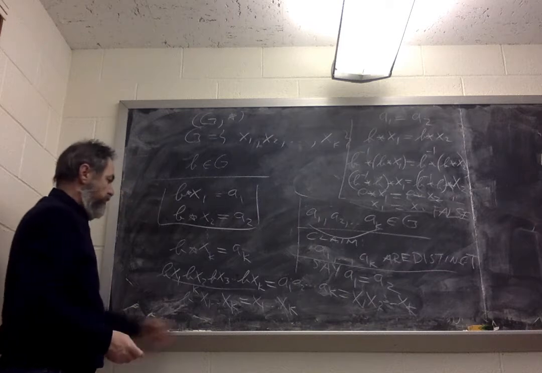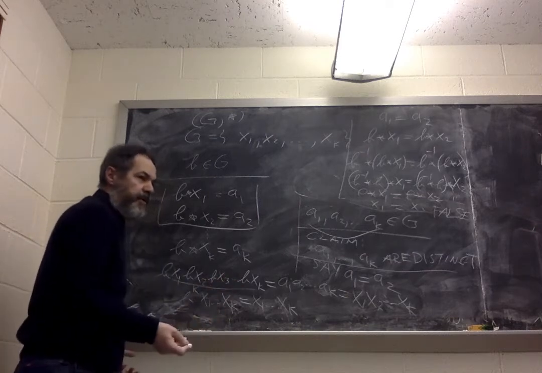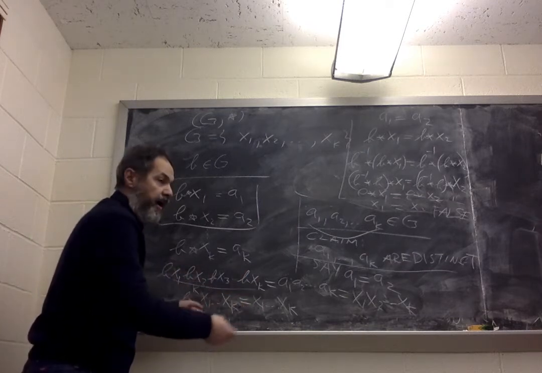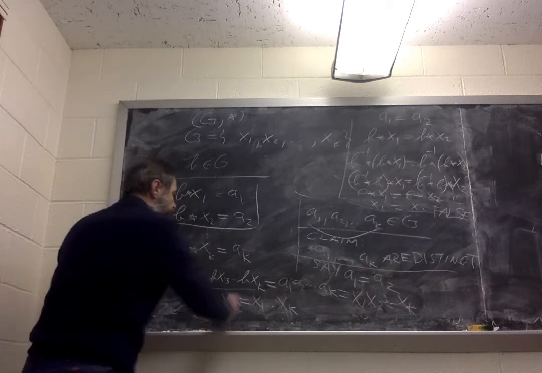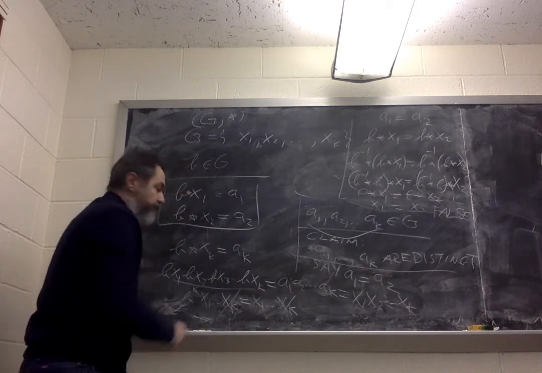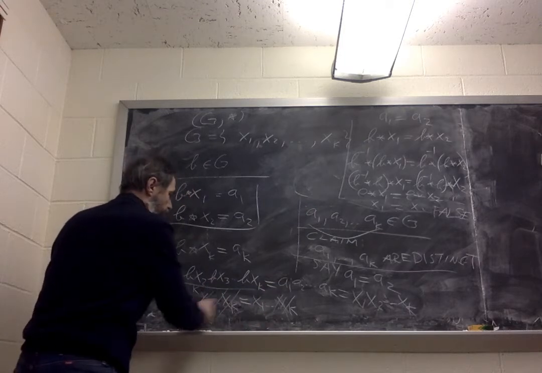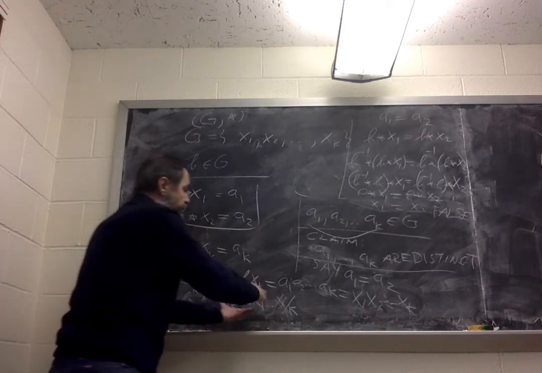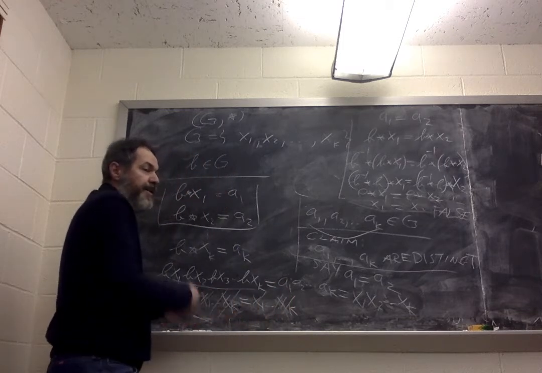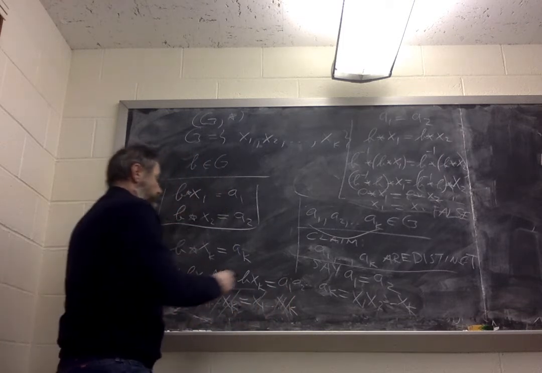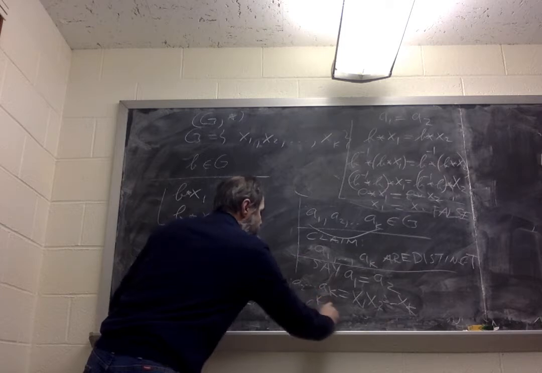Oh, so now we can cancel this. How do you cancel in a group? You just multiply by the inverse. I multiply both sides by the inverse of Xk, I got rid of Xk. I multiply by the inverse of Xk minus 1, get rid of all those up to this. And when you multiply each one by its inverse, you get E. So we get B to the K is equal to E.